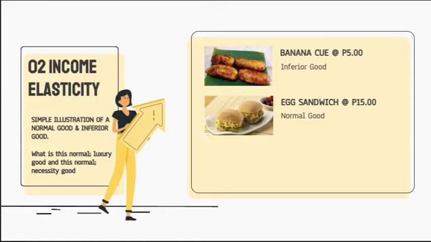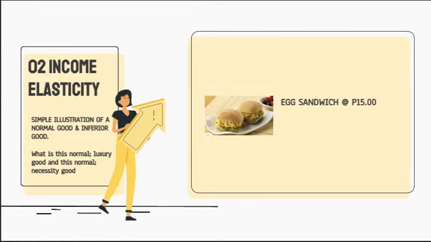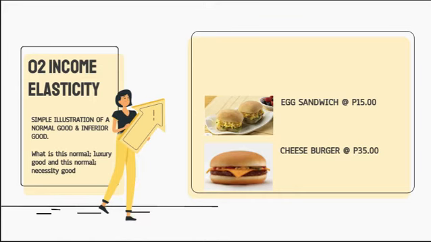Now, when the income increases, there is a tendency that the taste and preference of an individual may change. It may happen that Professor X's choices of snack may change between sandwich and cheeseburger. Now, the sandwich became the inferior good and the burger became the normal good. Okay, how about this normal luxury good and this normal necessity good? How can we identify them?